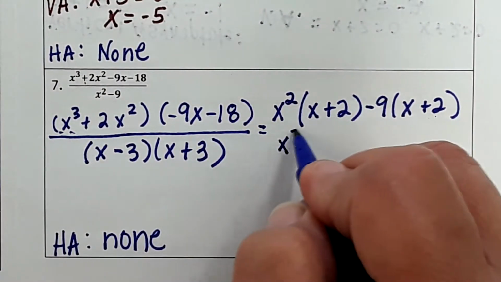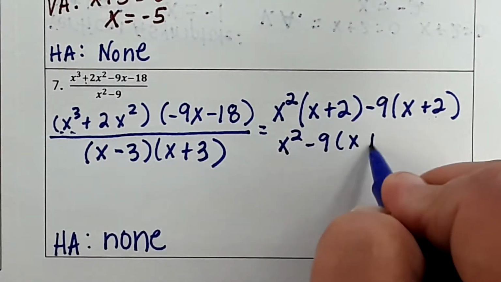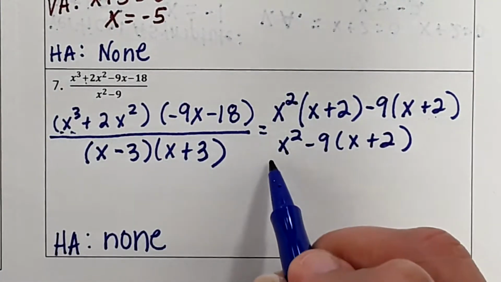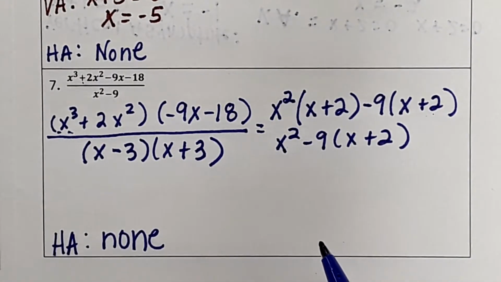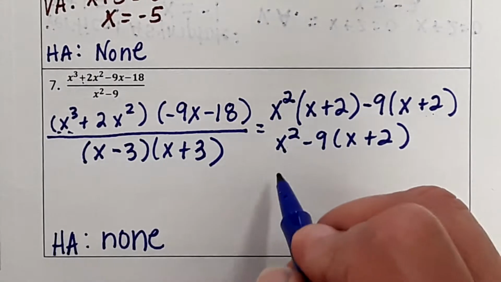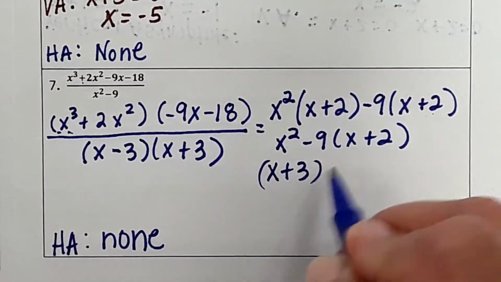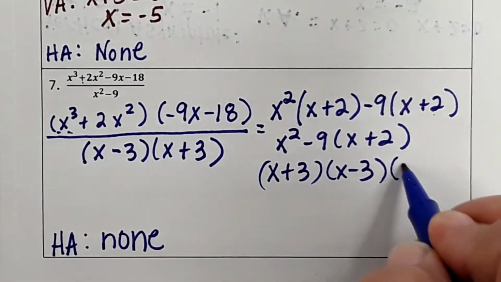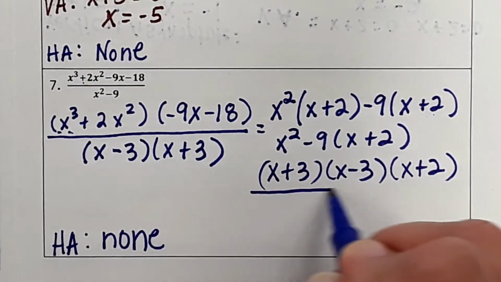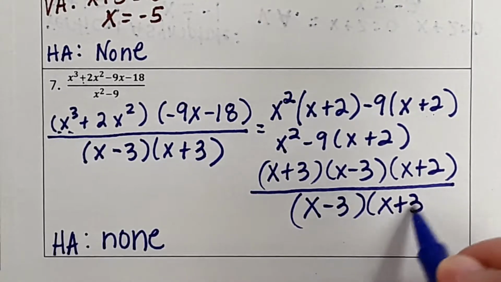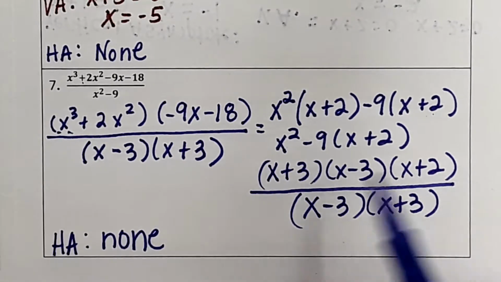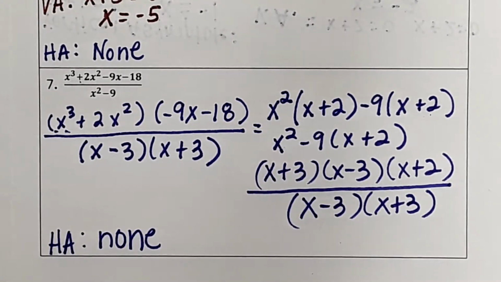Okay, I'm still not done. X squared minus 9 times x plus 2. Do you see anything that we could factor again? X squared minus 9 is x plus 3 times x minus 3. Okay. So we finally factored the entire thing out.